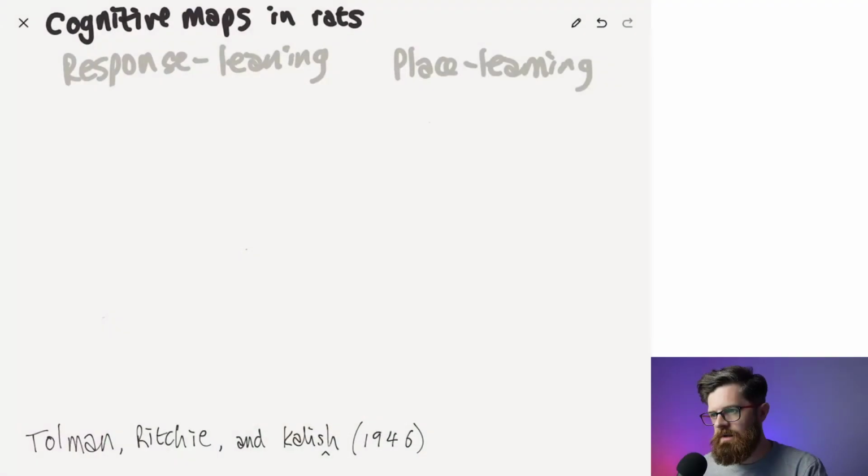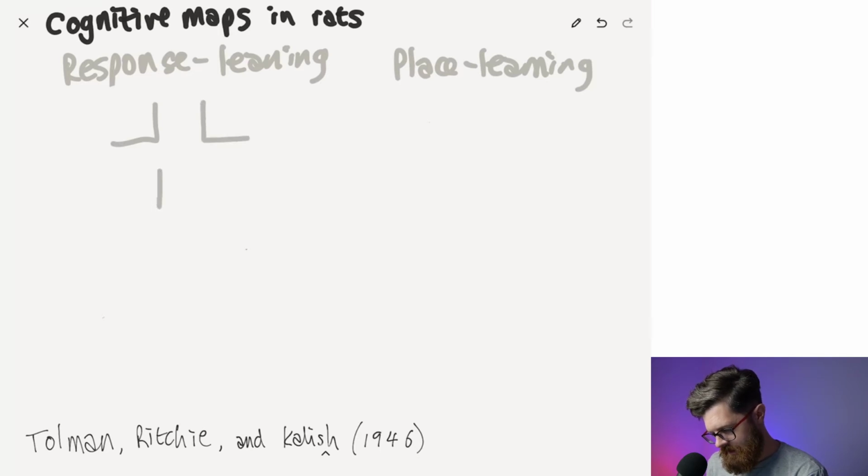Okay, now we're going to look at a study which demonstrates that there are cognitive maps in rats. So if we go over to the iPad, what we can do is to look at this experiment. There were two conditions in this experiment. One of them was response learning and one of them is place learning. And the rats had to solve a very simple maze.